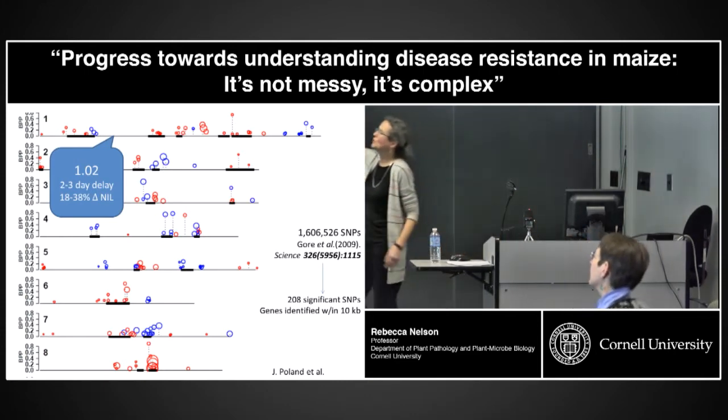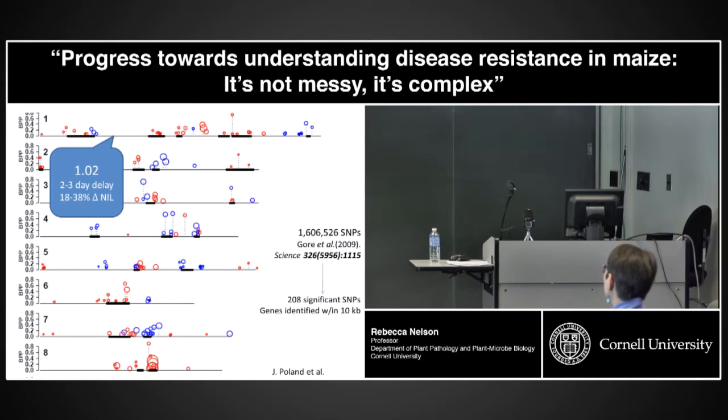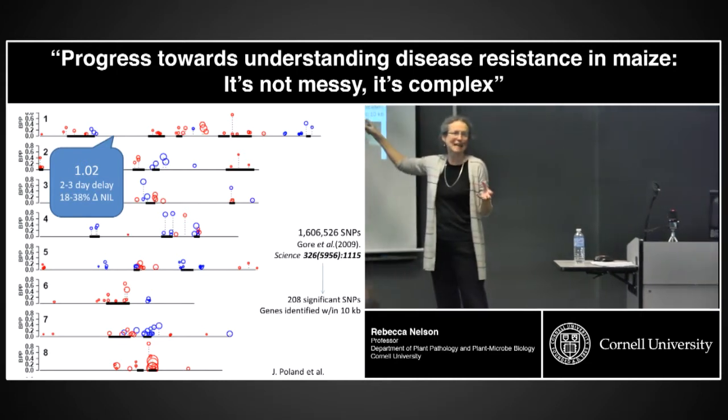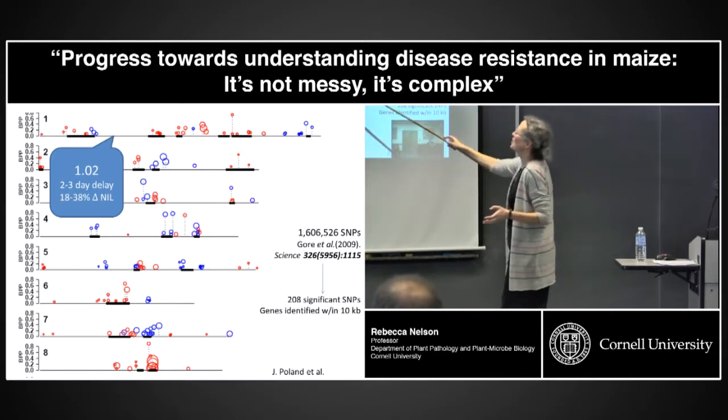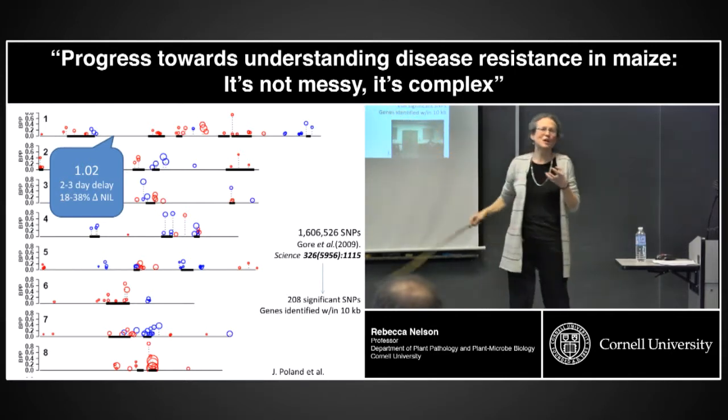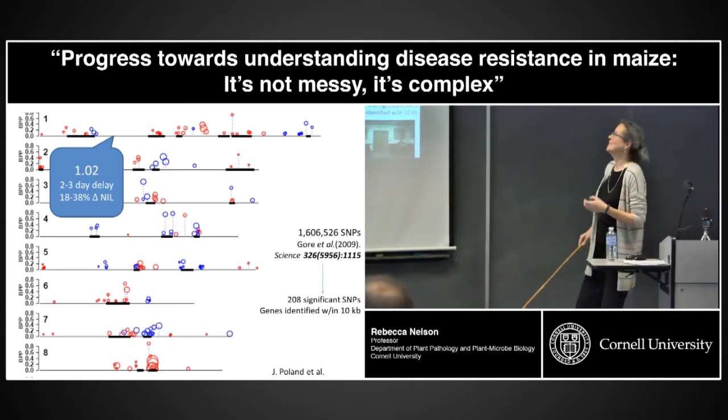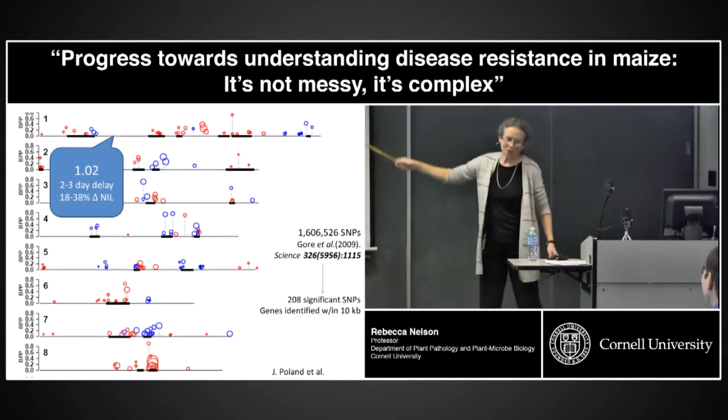When I have 102 here, I'm referring to this old school bin of maize, so the second bin on chromosome 1. So bear with me, I'm old school, you know. These are like personalities, and I know them by their bin. So bin 102, there's a QTL there.